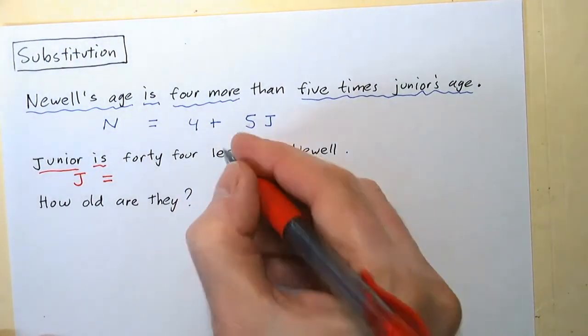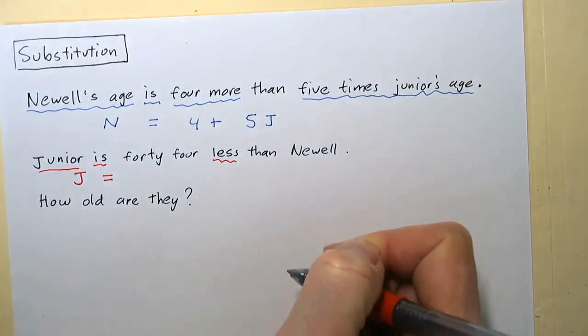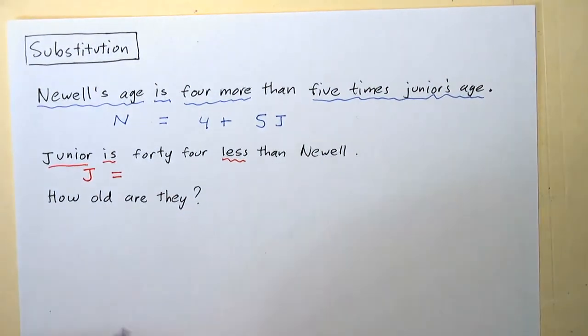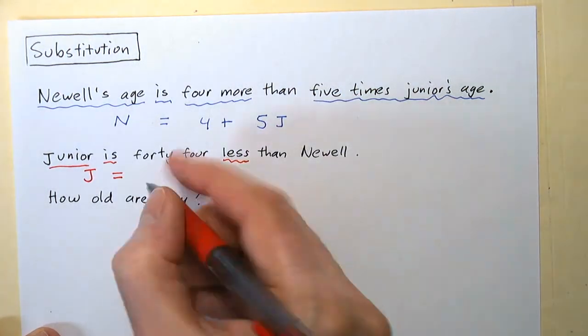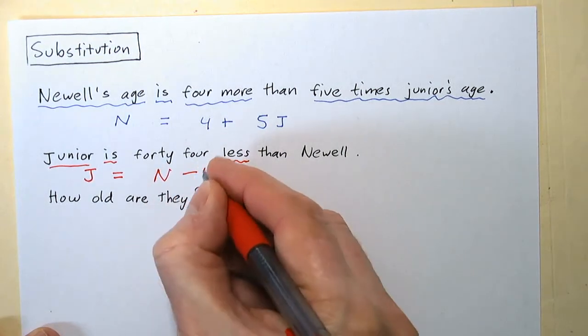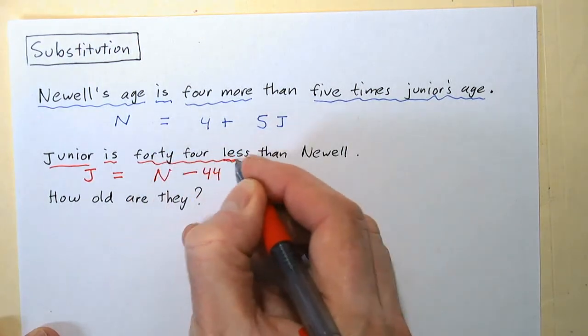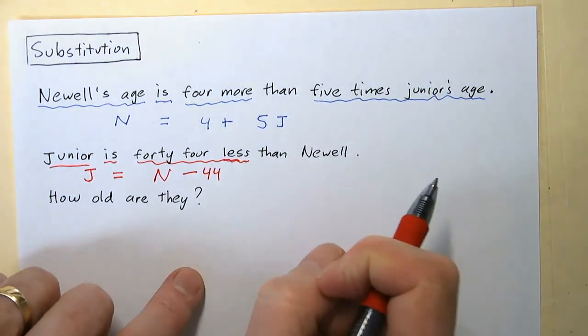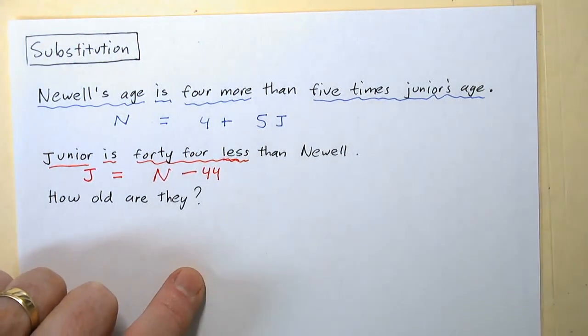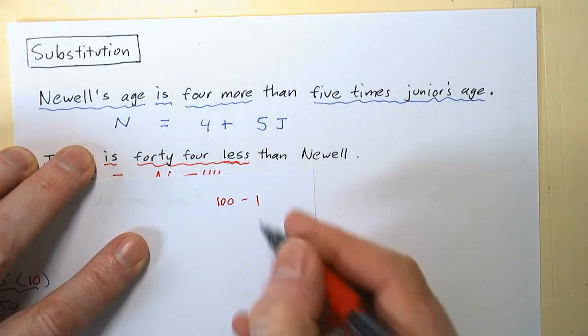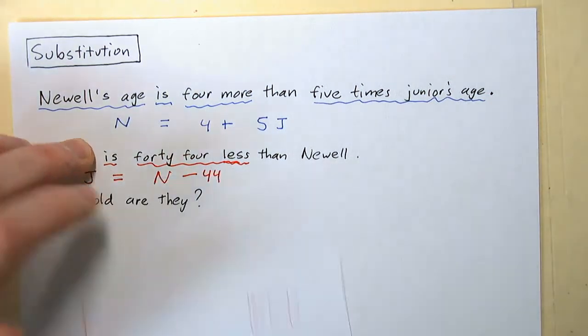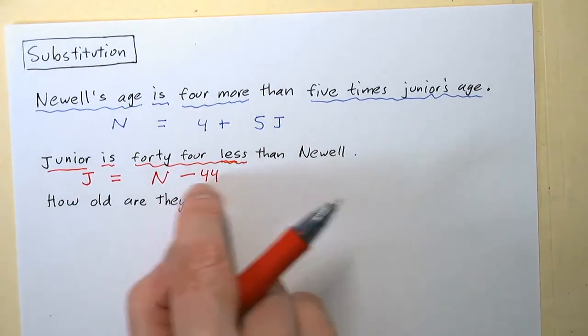Now wait, how do you do that? Now less is subtract, but what goes first? If I said, what is 1 less than your mom's age? Well, you would subtract 1 from your mom's age, wouldn't you? So if I say, what's 44 less than Newell, you're going to have to go Newell, subtract 44. Be careful, this is a tricky one, 44 less. If I say, what's 1 less than 100? Wouldn't you go 100 minus 1? So we'll say Junior is 44 less than Newell.